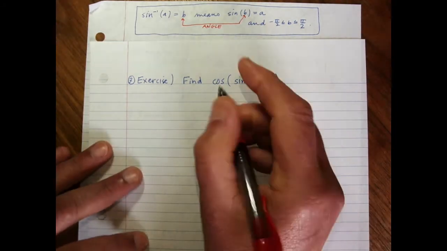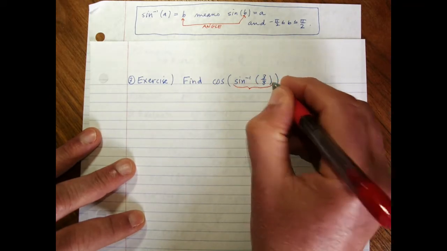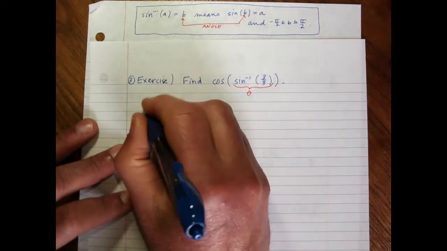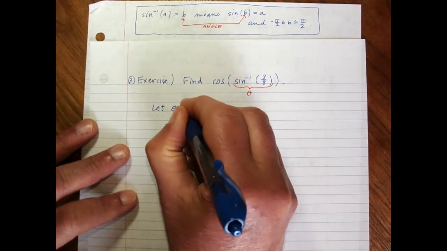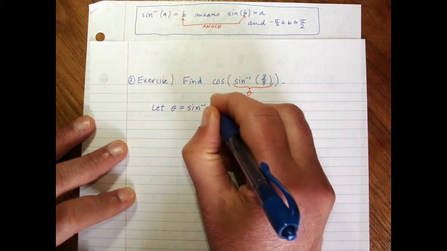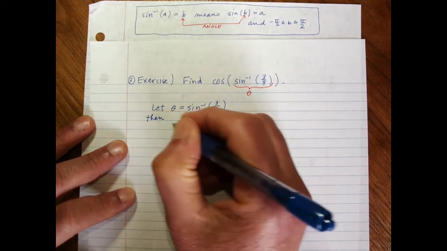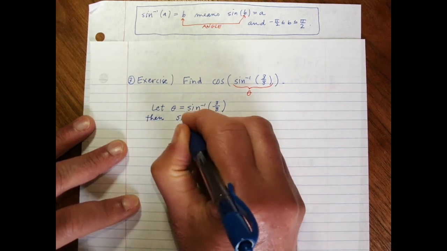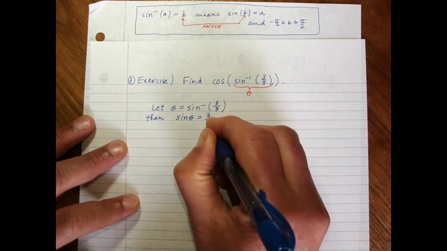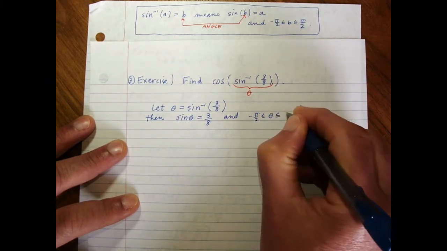Now, inside these layers of things, that inverse sine value I think of as an angle. So again, I'm going to let theta equal the inverse sine of 3/8, and then translate that into a statement about sine. So sine theta, sine of the angle, equals, this is the value, 3/8, and negative pi over 2 is less than or equal to theta is less than or equal to pi over 2.